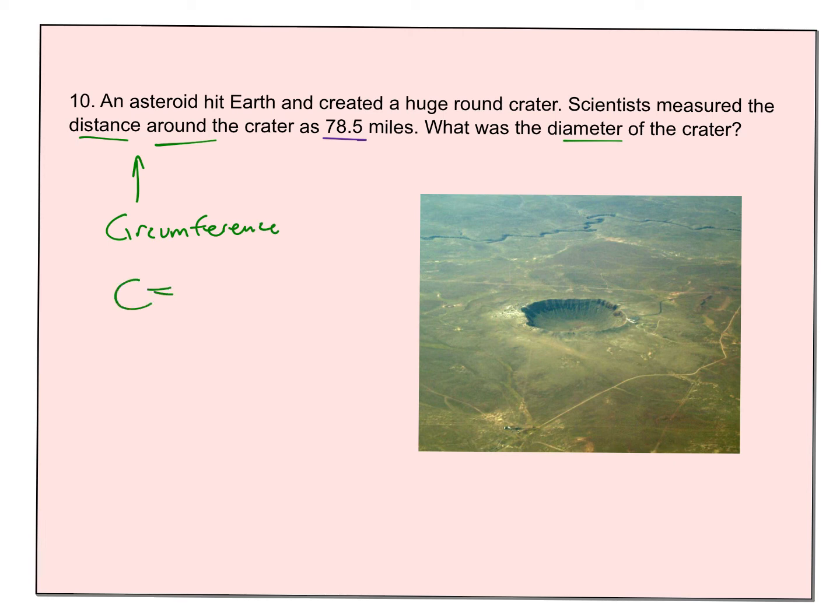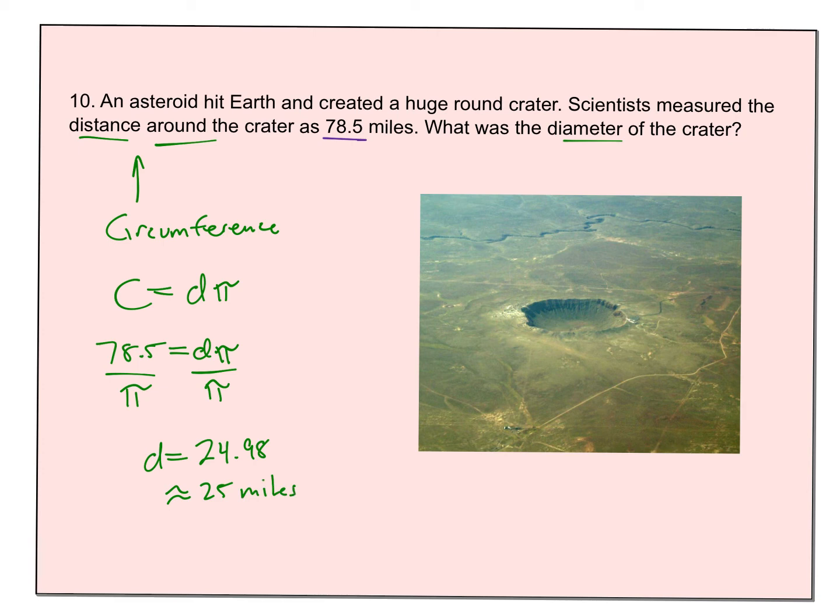So circumference is going to be diameter times pi. But we know that that's going to be 78.5 miles. So now it's a matter of solving. A little division by pi. So my diameter would be 24.98, or approximately 25 miles. So the diameter, this thing was 25 miles across, which is pretty insane.